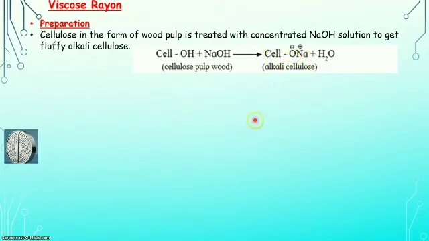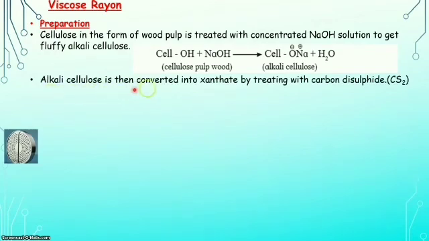Cell-O-Na. This alkali cellulose then undergoes shredding and aging processes. In the shredding process, alkali cellulose is shredded or cut into small finely divided particles that increase the surface area. Then the alkali cellulose is aged under certain conditions to get a desired degree of polymerization.